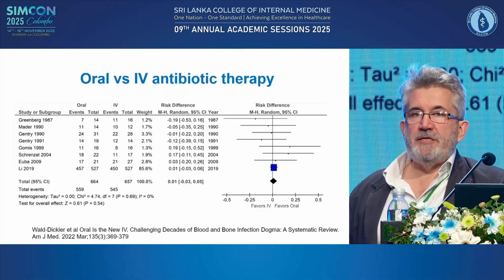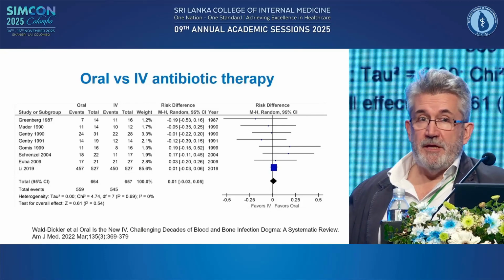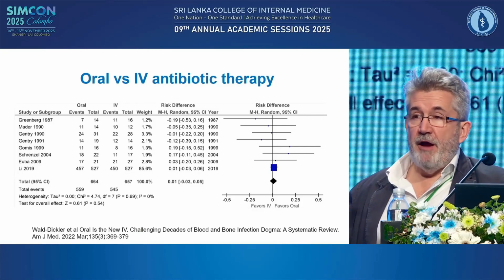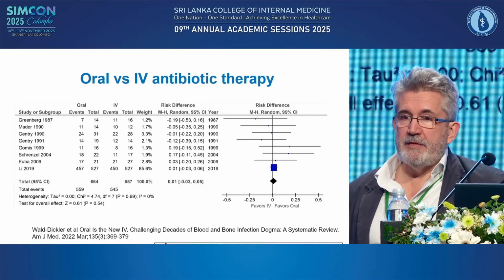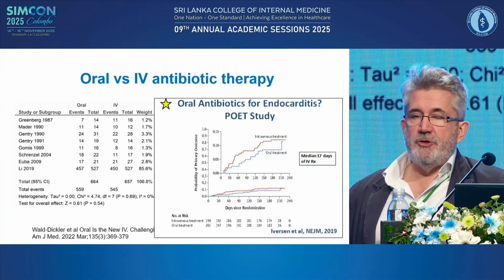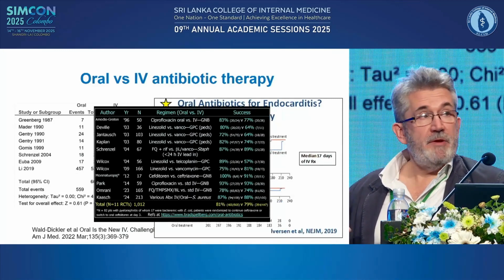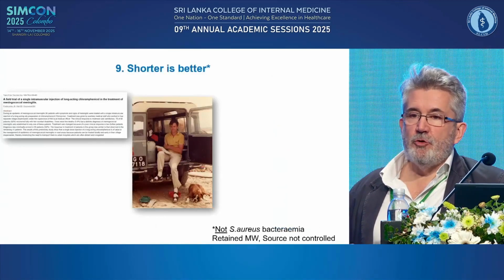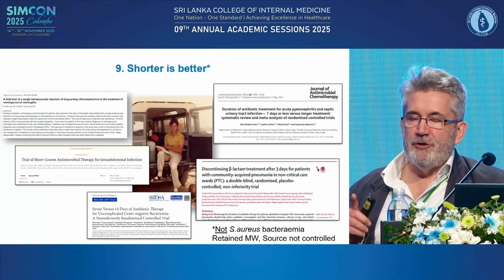And that's just really to show that oral therapy is as good as IV therapy for bone and joint infections if you use the right drug. So I've now shifted completely to treating all bone and joint infections with oral antibiotics. Endocarditis, you can treat with oral antibiotics after initial IV. Bacteremias, and shorter courses are better than longer courses. And I unfortunately don't have time to go into this.